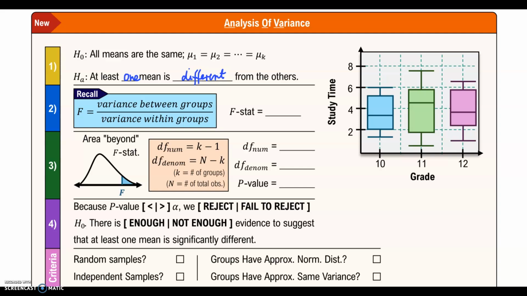Our F statistic is found by having a ratio of the variance between the groups divided by the variance within the groups. And then we are finding the right tail probability in order to find the p-value. So that's the area beyond the F statistic. Also mentioned last time is the degrees of freedom in the numerator is the number of categories minus 1, and the degrees of freedom in the denominator is capital N minus k.